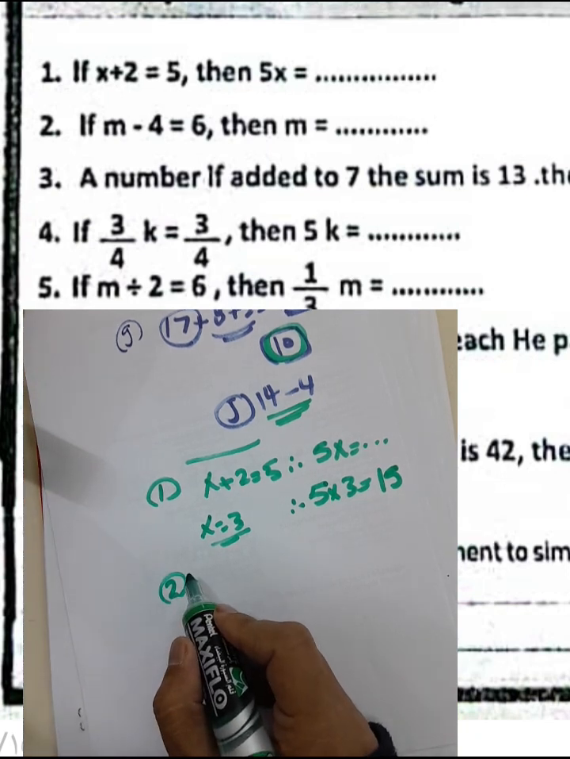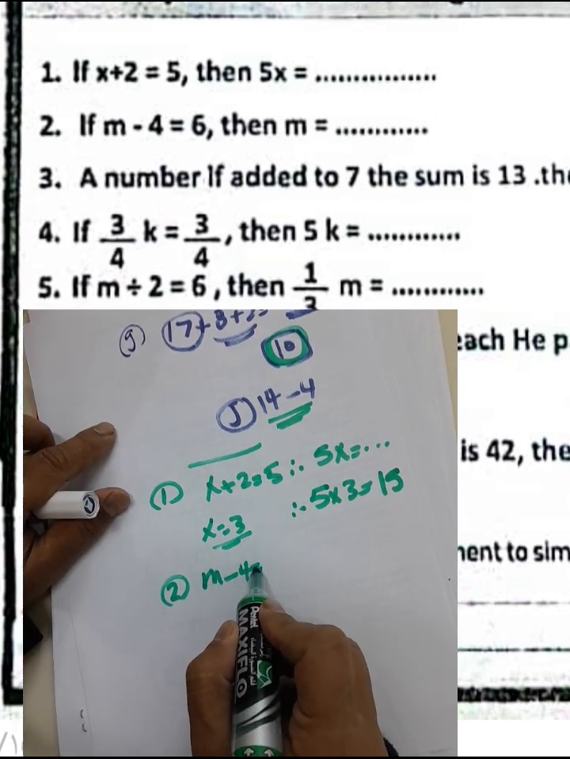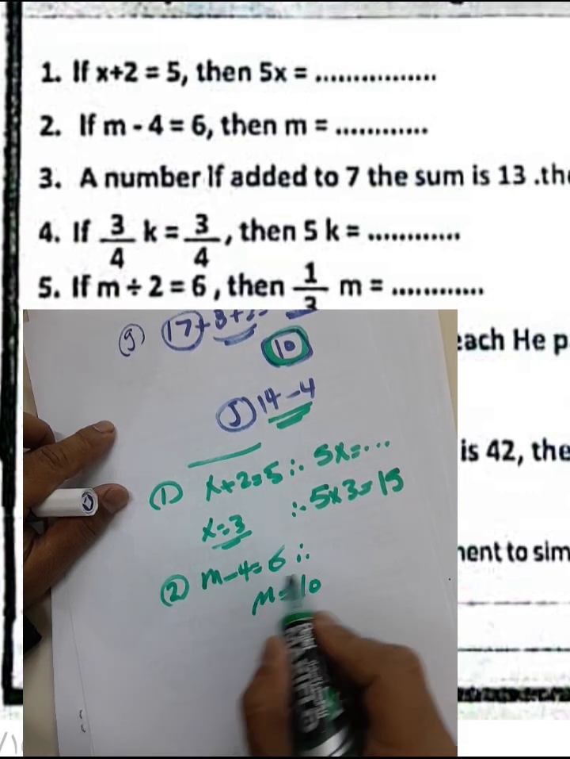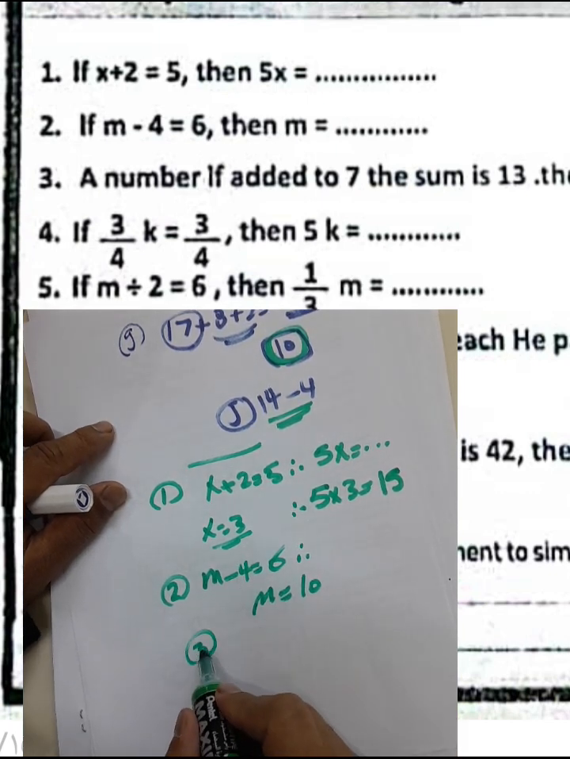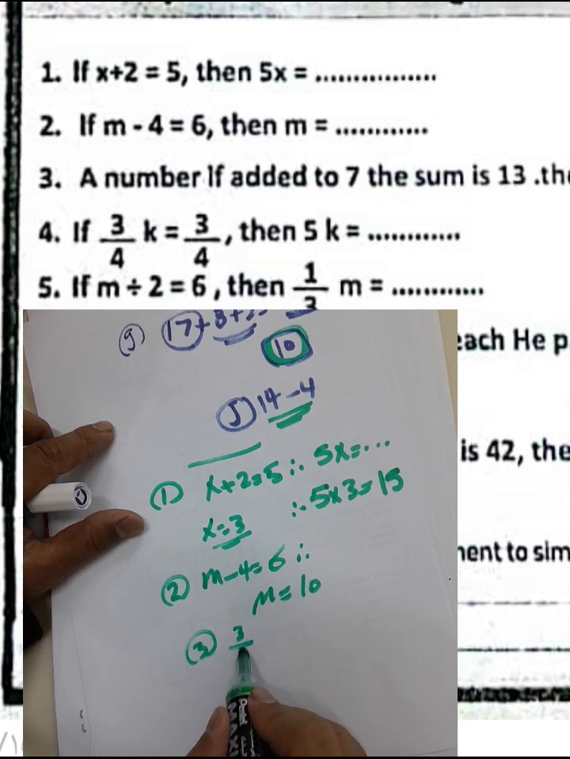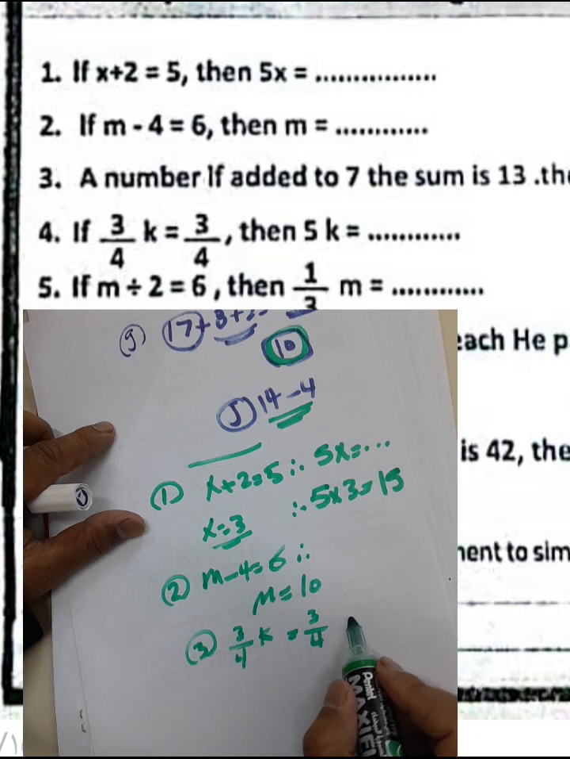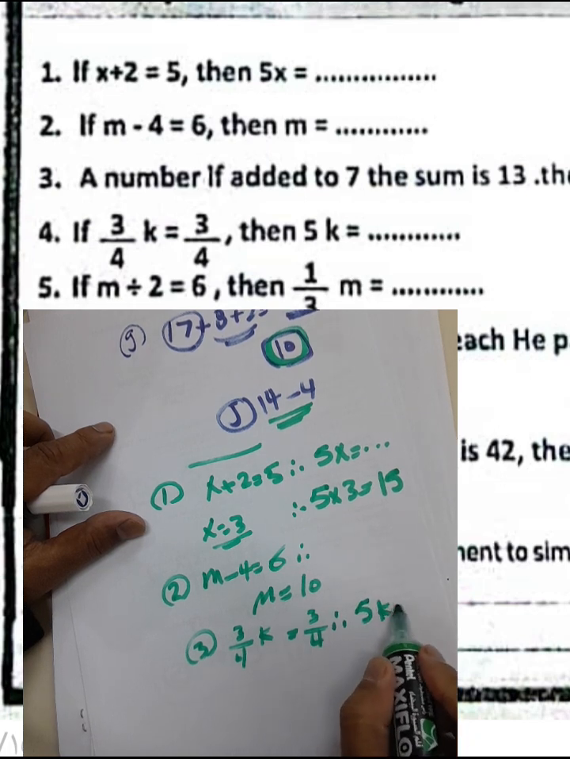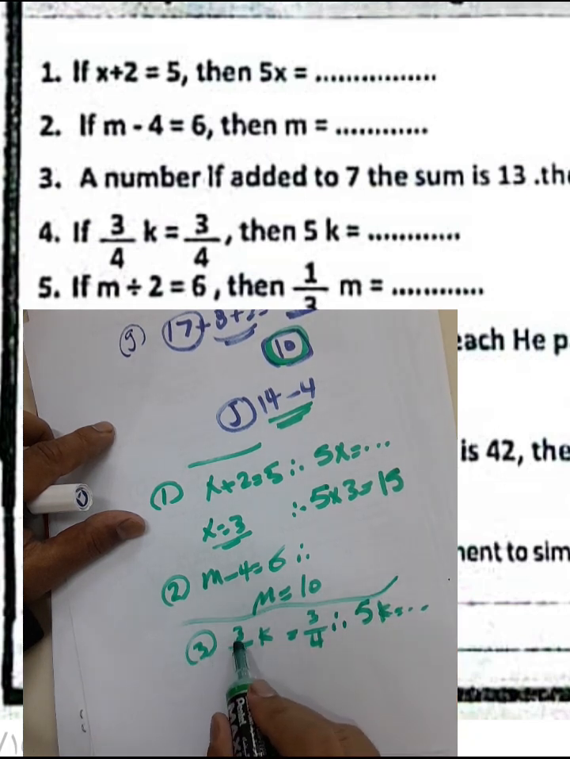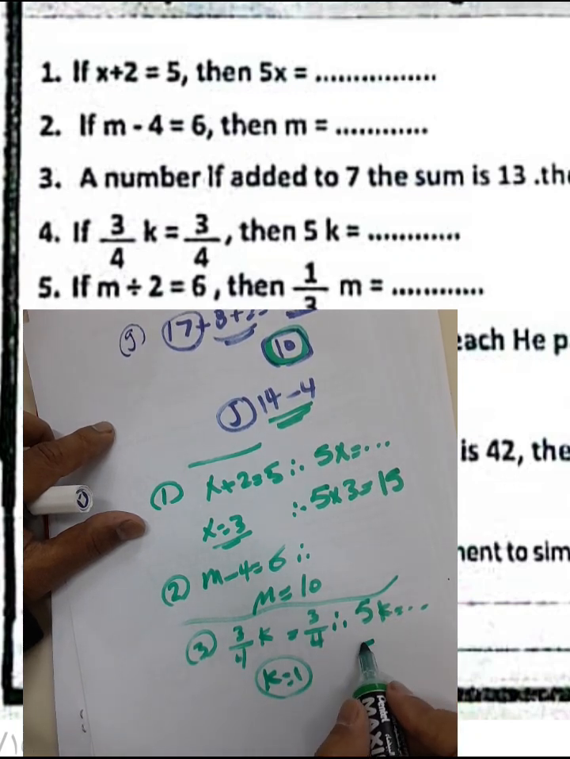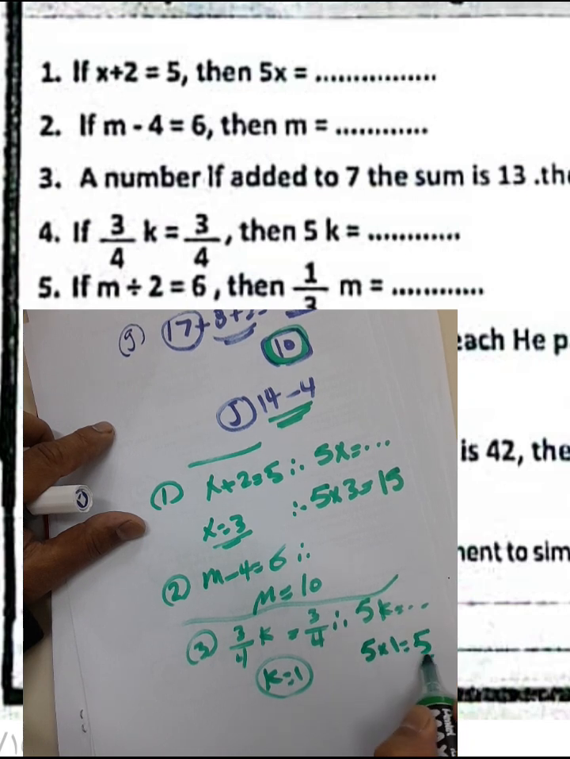Question number 2. If m minus 4 equals 6, then m will be 10, because 10 minus 4 equals 6. Question 3. If 3 over 4k equals 3 over 4, then 5k equals what? We know here 3 over 4k means k equals 1, because 3 over 4 times 1 equals 3 over 4. Then 5k, 5 times 1, will be 5.